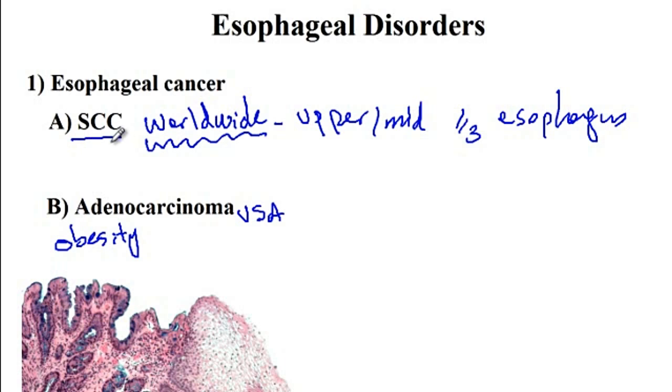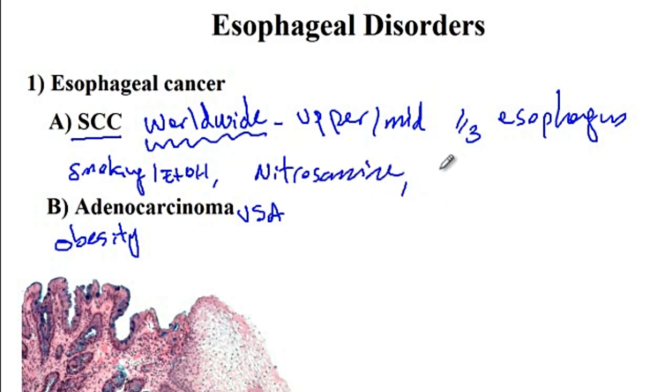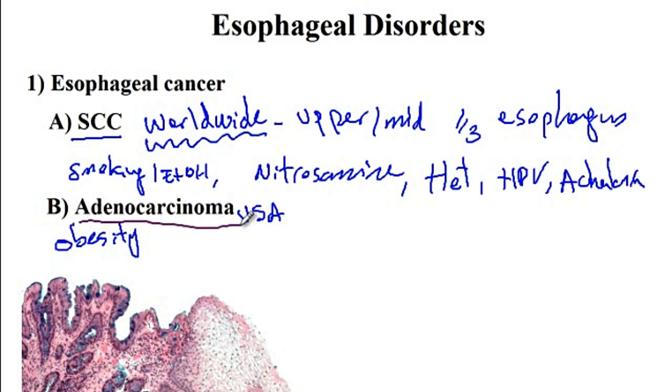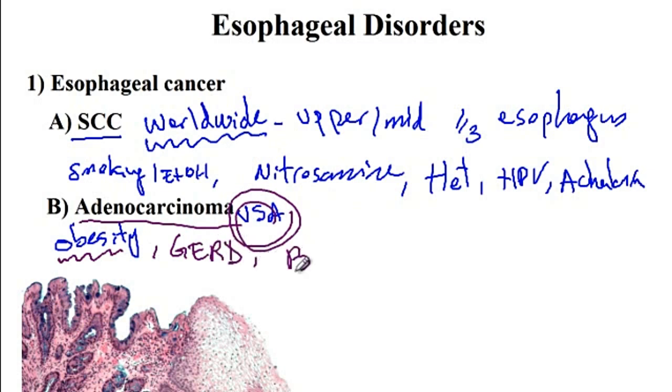The risk factors for squamous cell carcinoma include smoking, alcohol, nitrosamines, which are found in smoked foods, hot beverages, as well as hot foods, human papillomavirus, as well as achalasia. And then we have adenocarcinoma, which is the most common type of esophageal cancer in the USA. Risk factors include obesity, gastroesophageal reflux disease, as well as Barrett's esophagus.